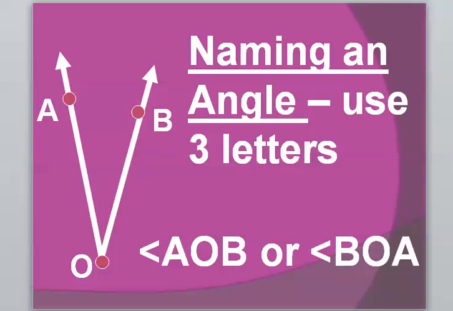There are three different ways to name an angle. You can name it using all three letters around the angle in order, either angle AOB, capital printed letters because they are points, or angle BOA. The vertex, this O, needs to be in the center, and you need the angle symbol out front. So this is angle AOB or angle BOA.